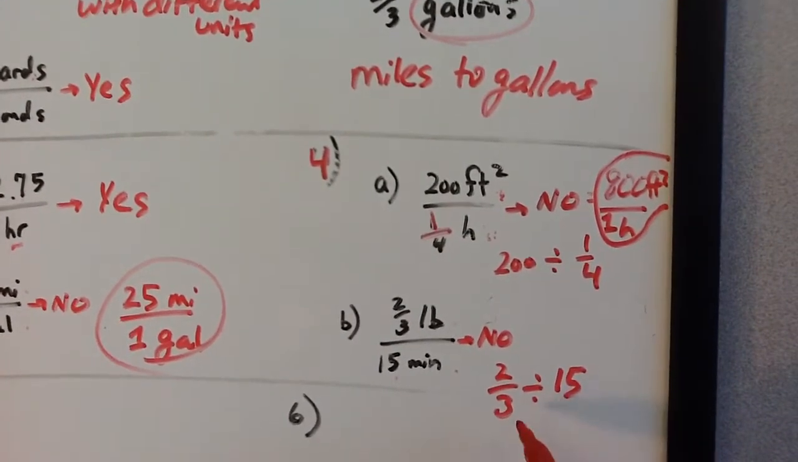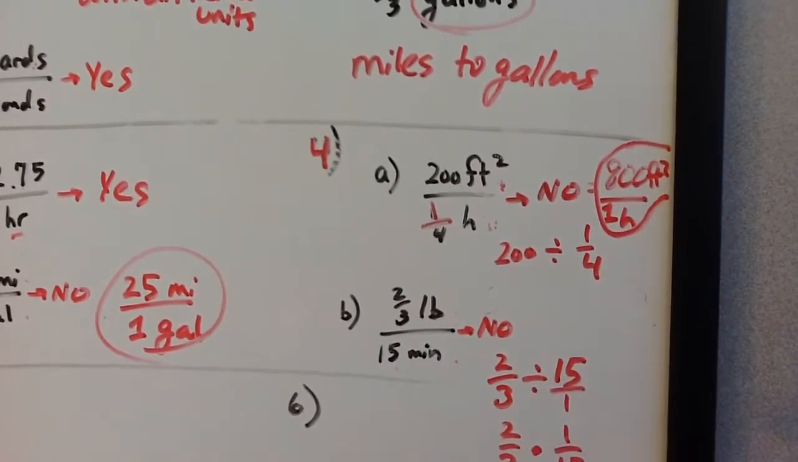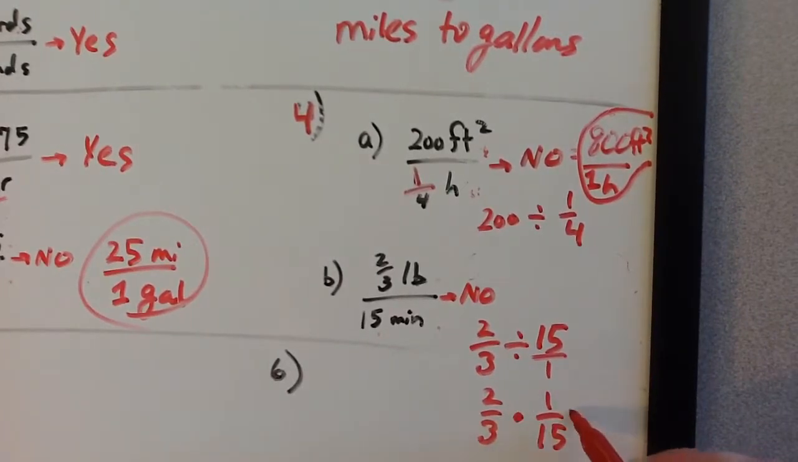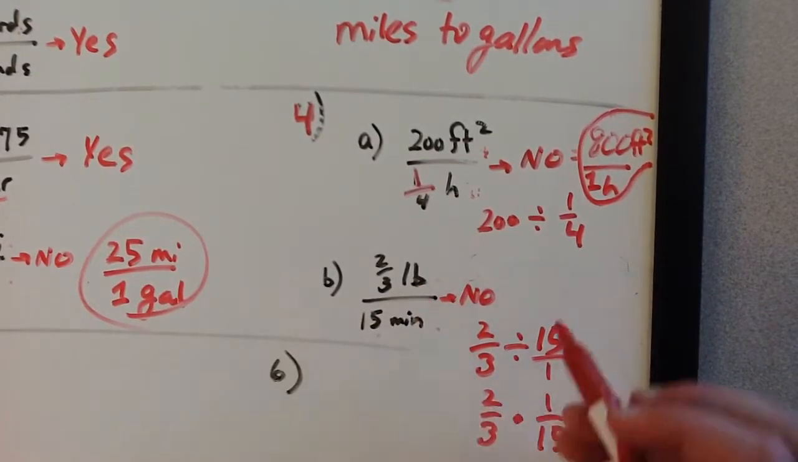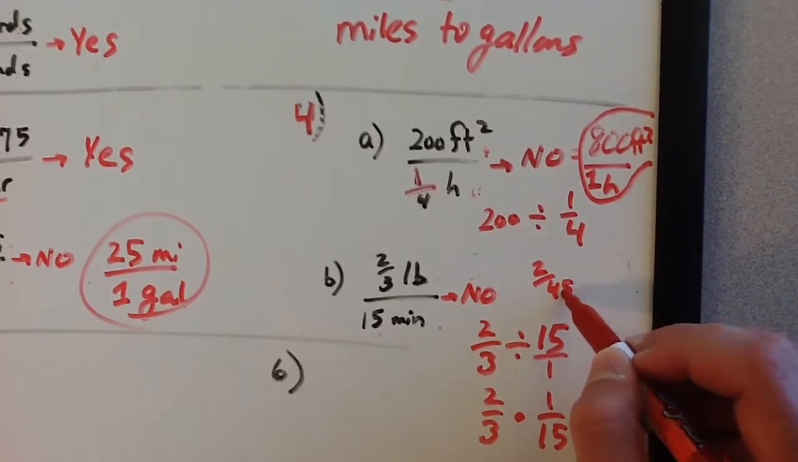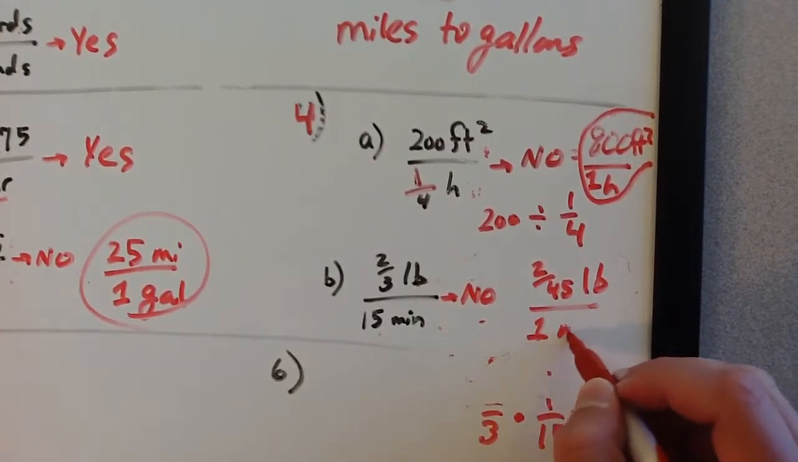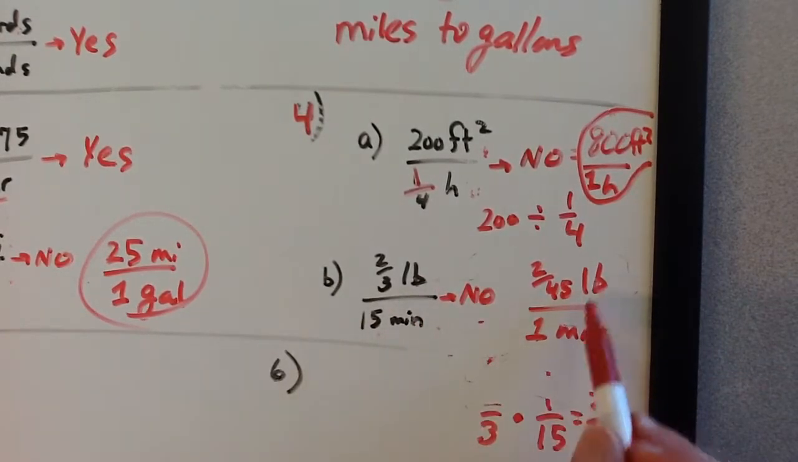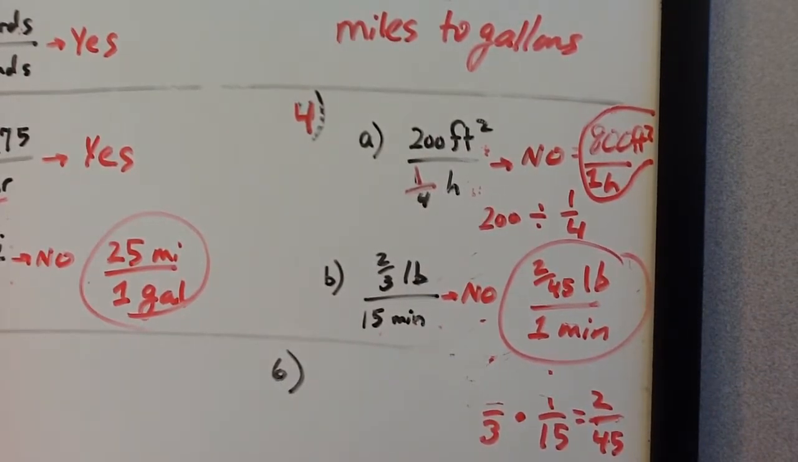Okay, I'm dividing fractions. Let's keep the first one, 2/3. Flip 15 over 1, the reciprocal will be 1 over 15, and then change division to multiplication. All right, I can't cross simplify. 2 times 1 is 2, and 3 times 15 is 45. So I have 2/45 pounds per 1 minute, right? Pounds are on top, minutes are on bottom. So this would be the unit rate, 2/45 pounds per 1 minute.